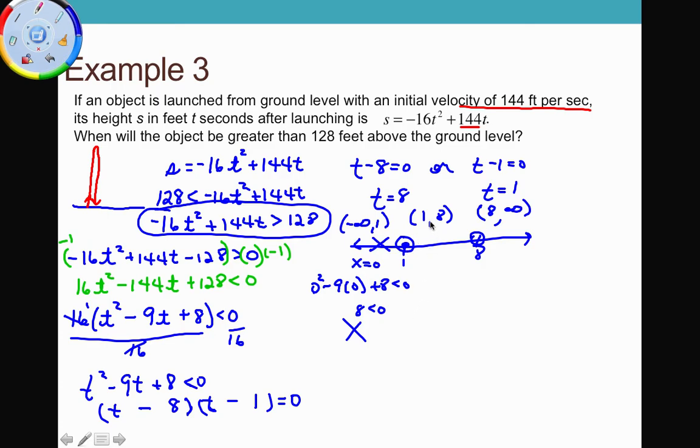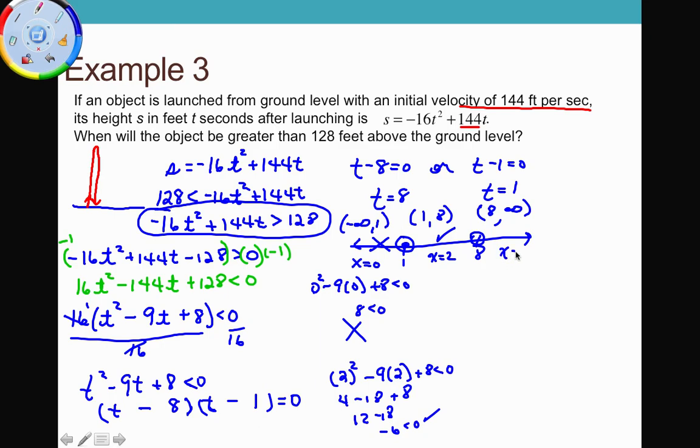So let's look at between 1 and 8. I've got a nice number here. Let's check 2. So I've got 2 squared minus 9 times 2 plus 8 less than 0. 4 minus 18 plus 8, that's going to be 12 minus 18, which is negative 6 less than 0. That's true. Okay, so that interval works.